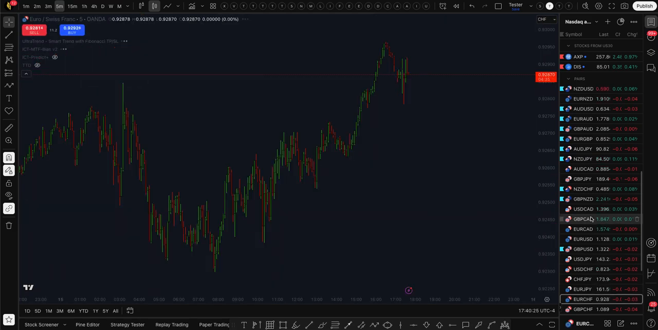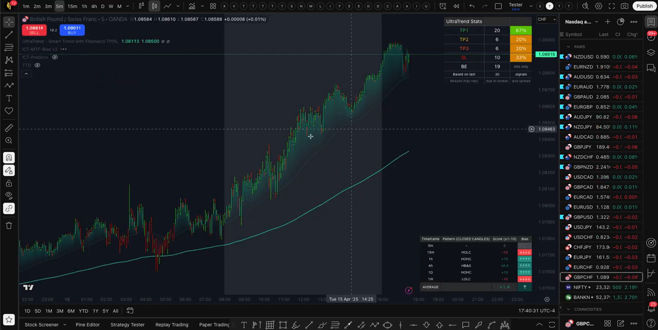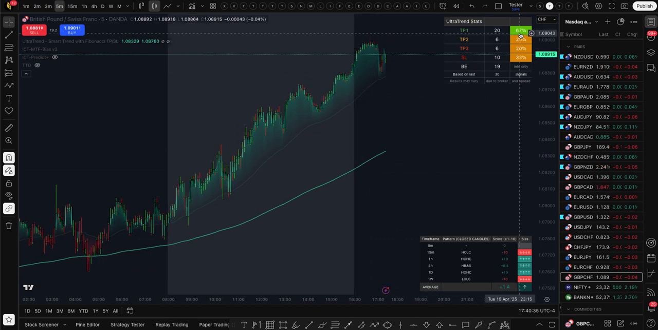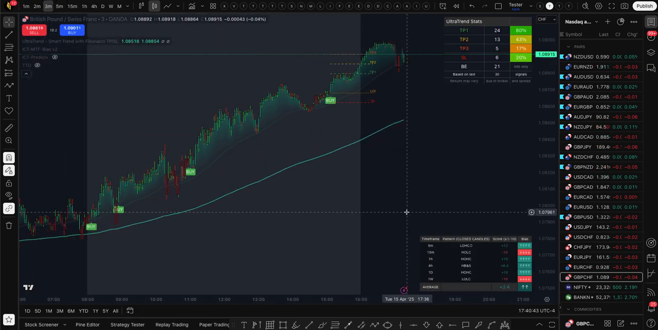Nothing on this one. Euro CHF, no buys, no sells. It did push up right there, but I don't care. I didn't get in on that one. And again, a nice trend right here. Percentage was low, we didn't get anything. If you go lower, most likely, look at this, on the 3 minute, you would have got 1, 2, 3, 4 positions this day. So it's up to you.